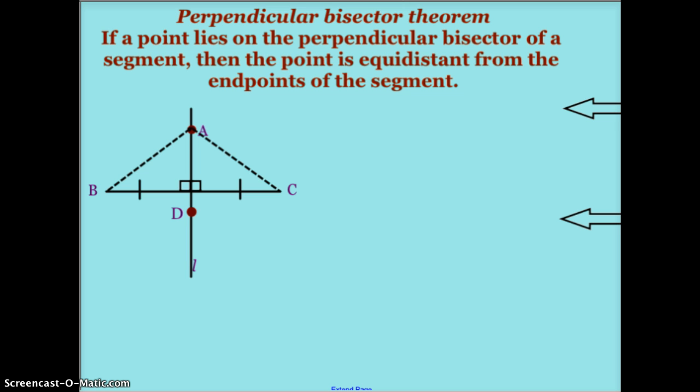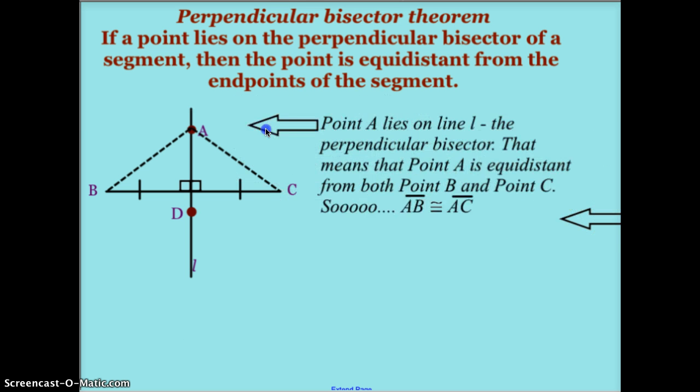First theorem, perpendicular bisector theorem. If a point lies on the perpendicular bisector of a segment, then the point is equidistant from the endpoints of the segment. Watch what that means.